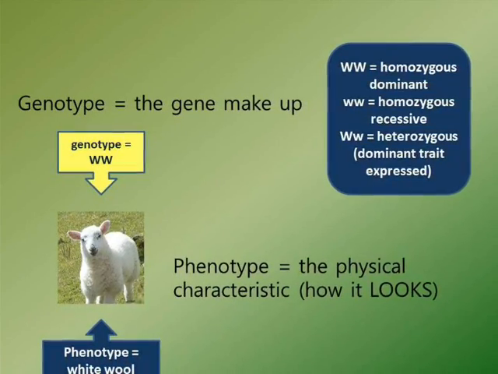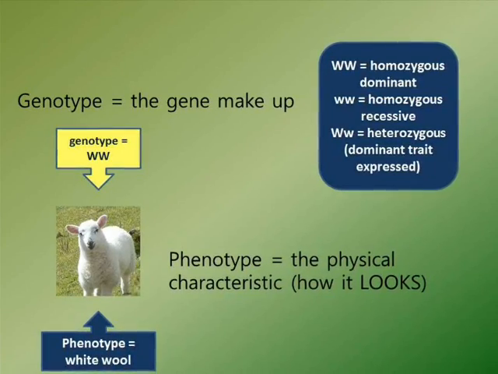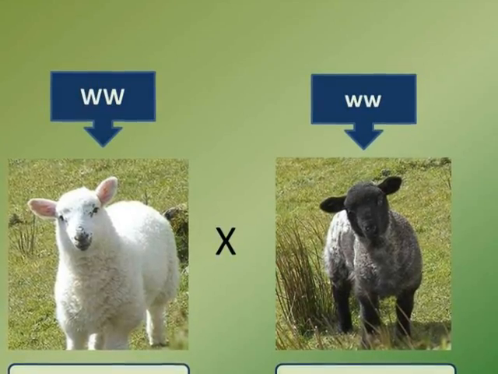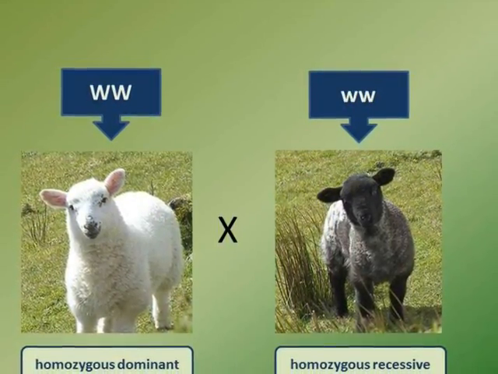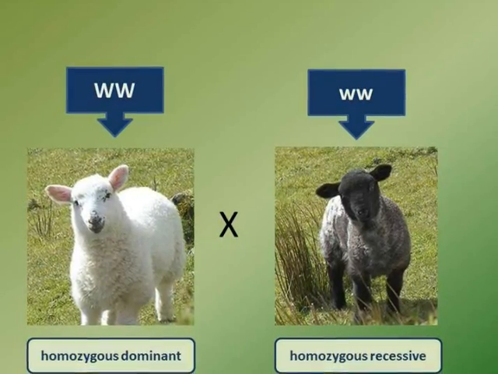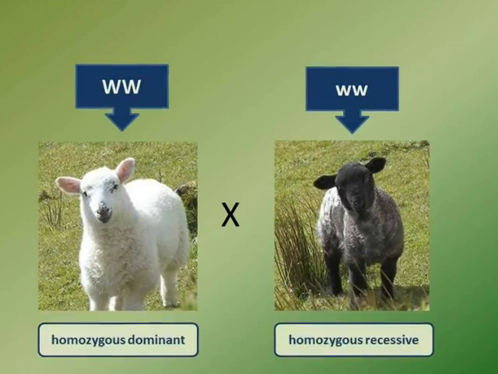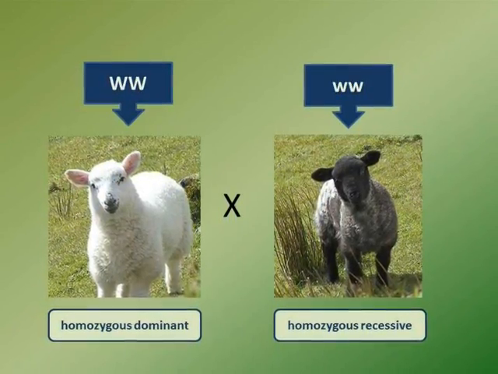The phenotype, on the other hand, is the physical expression of the trait, or how it appears. Our sheep's phenotype is white wool. Now we are going to cross 2 sheep with different genotypes. The white sheep is homozygous dominant for wool color, which gives him a genotype of big W, big W and a phenotype of white wool. The black sheep is homozygous recessive for wool color, which gives her a genotype of little w and little w for a phenotype of black wool.